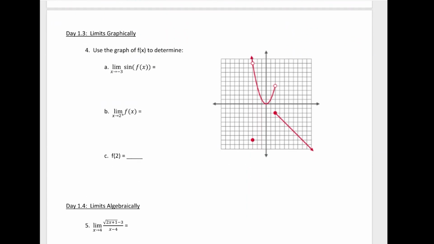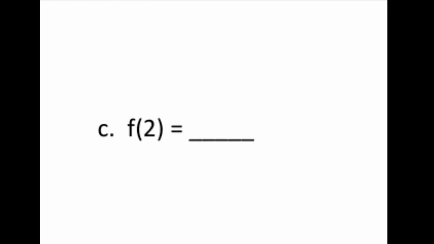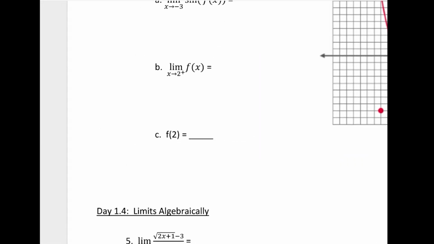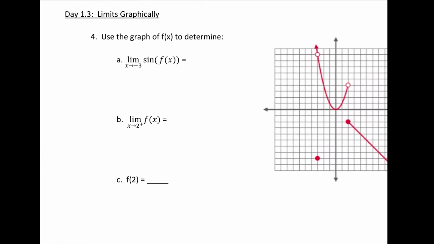Taking a look at this graph and trying to evaluate some limits graphically. So first, let's take a look at part A. It says, what's the limit as x approaches negative 3 of sine of f of x? Hold up. Let's back this up a little bit. Of sine of f of x.